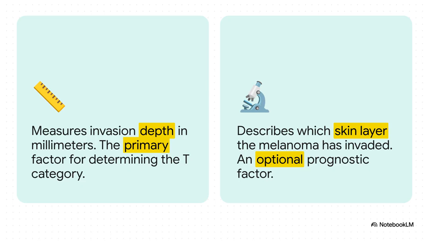The focus now is crystal clear. Breslow thickness, that measurement in millimeters, is the single most important factor for the pT category. Clark level, it's now optional. It's nice to know, but it does not drive the stage anymore.